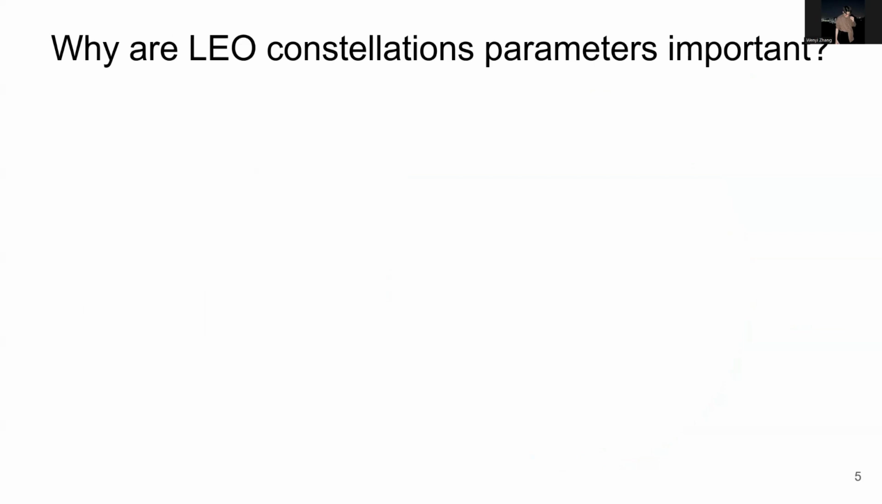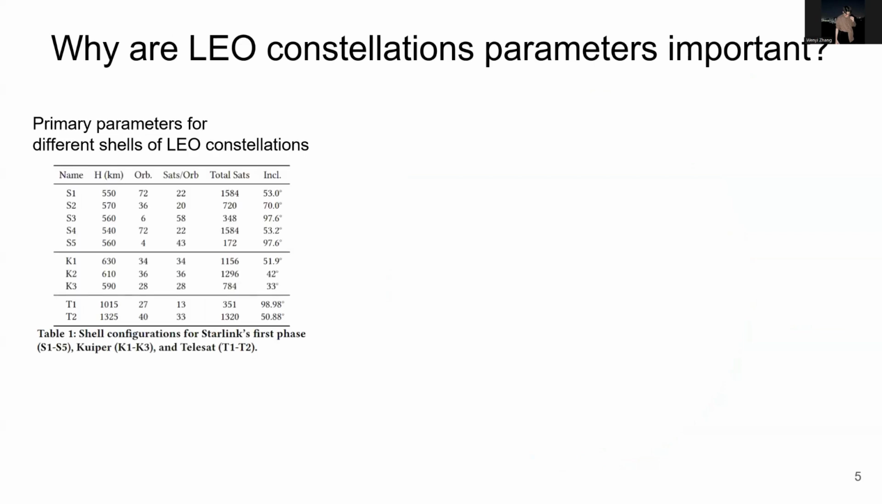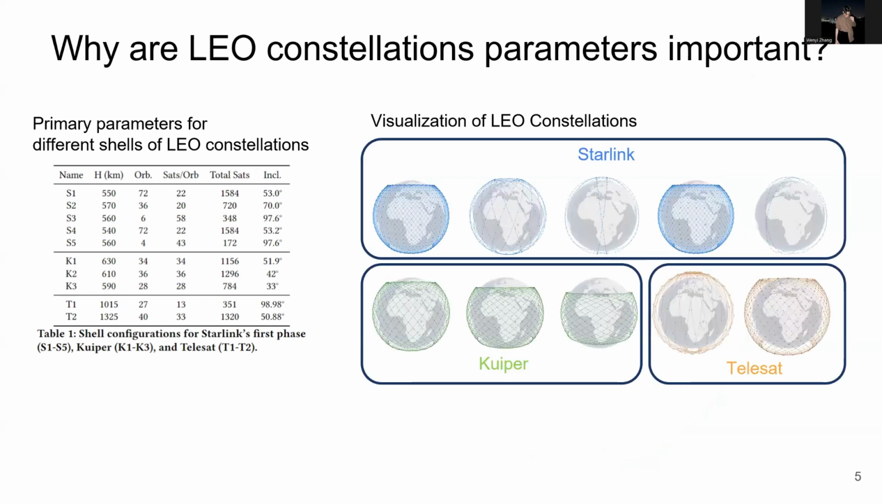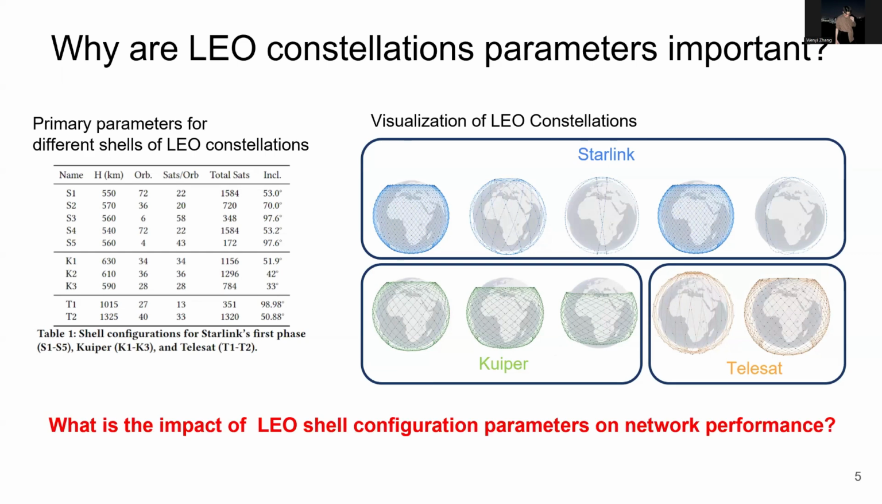Here is a parameter table for three proposed commercial constellations. Different constellations have many different parameter shells. Here is a visualization of those shells, and you can see they have different density and coverage. We are curious about the logic guiding these parameter selections. What is the impact of these LEO shell configuration parameters on network performance?